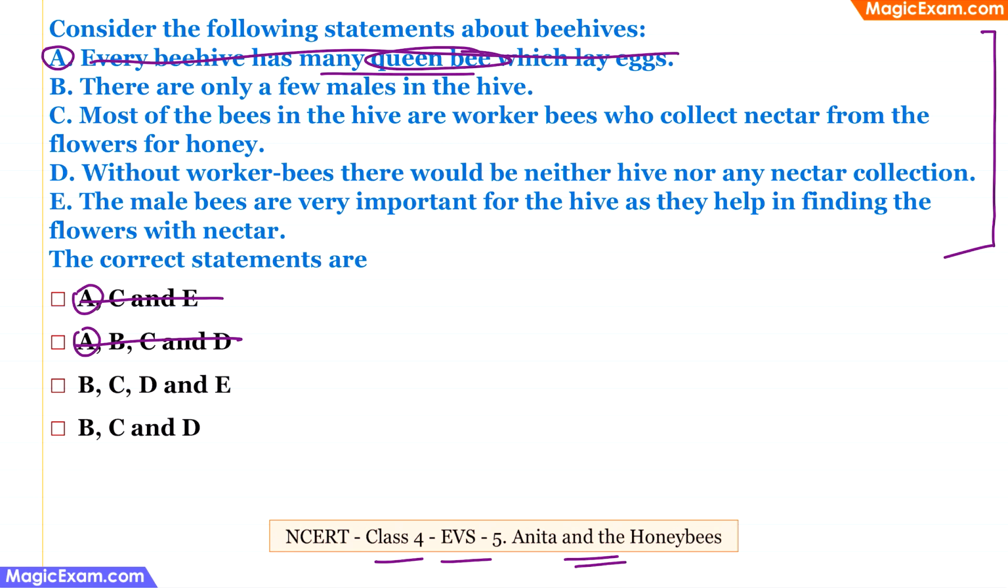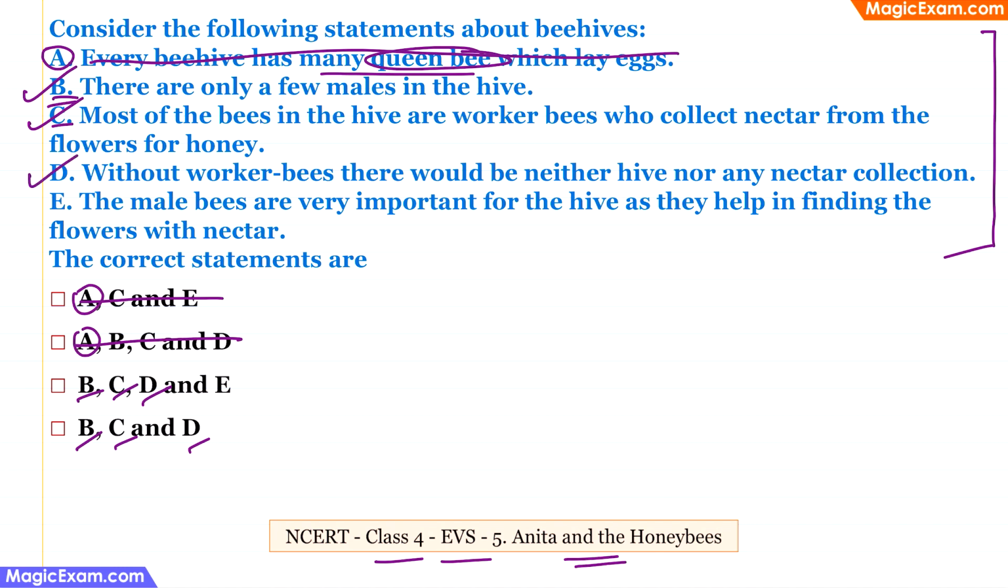Next, statement B is there in both the remaining options. Therefore, this has to be correct. So we need not consider that. Next, C is also there in both the remaining options. So this also has to be correct. And D is also there in both the remaining options. So no confusion there. This also has to be correct.